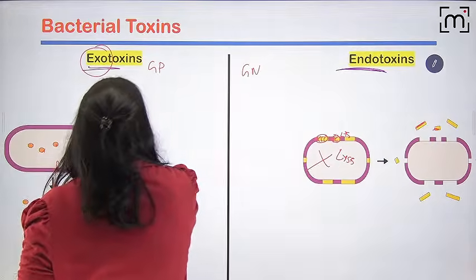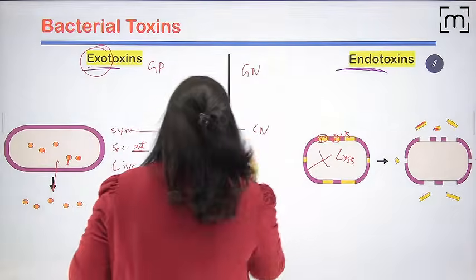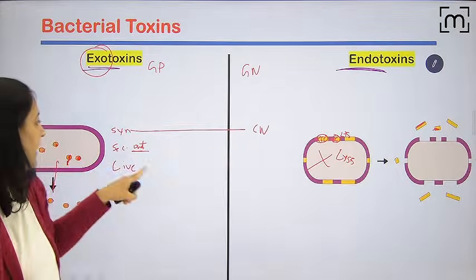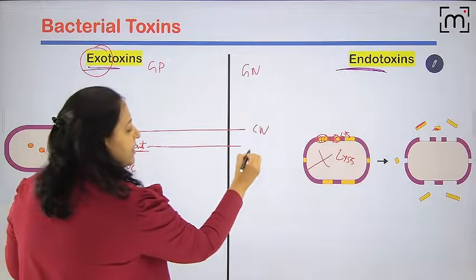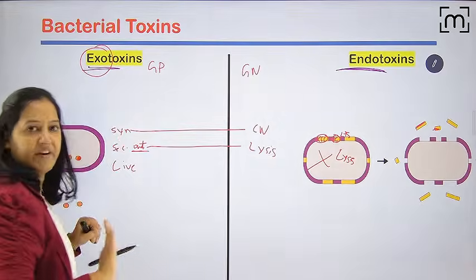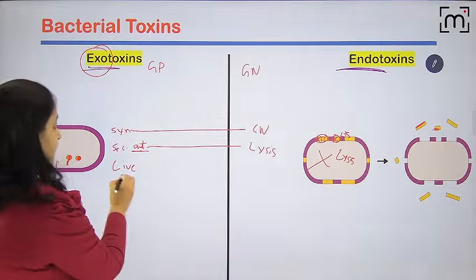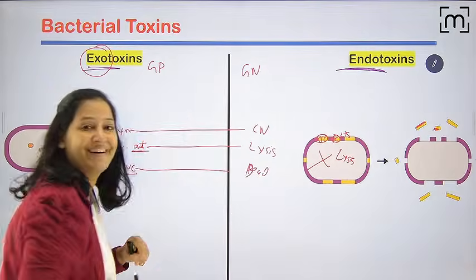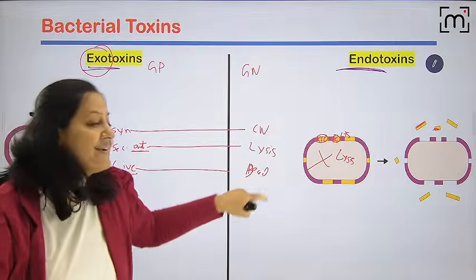So this one is synthesized. This one is not synthesized; it's a component of the cell wall. This one is secreted out, but this one comes at the time of lysis. It is not secreted out. It will come at the time of rupture. This one is a living bacteria, but this one is a dead bacteria.